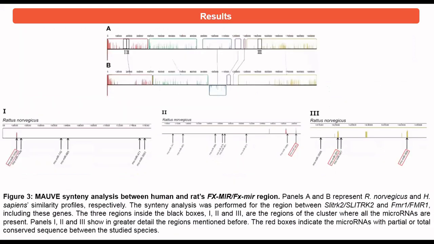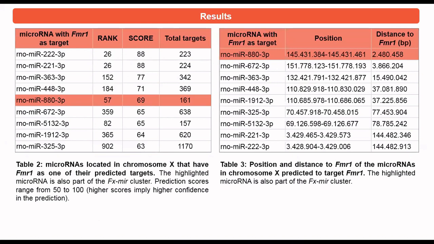Then, with the software Mauve, we generated similarity profiles and observed that only 4 of the 18 microRNAs are located in conserved regions. And finally, we found 9 microRNAs predicted to target Fmr1 in rat. One of them, miR-883-3p, is located in the cluster, and it is known to regulate Fmr1 in the mouse. In table 3, we can see that the position of the microRNAs that may target Fmr1 relative to that gene is variable.